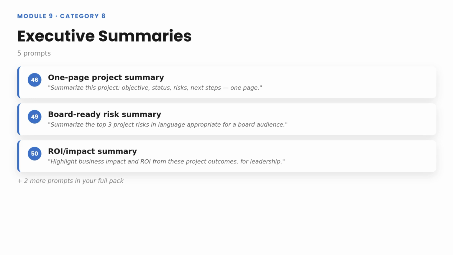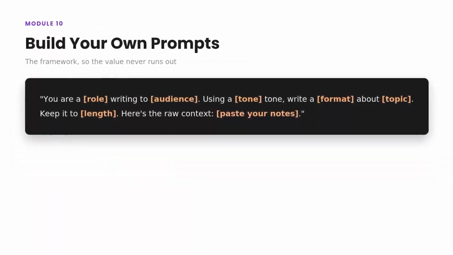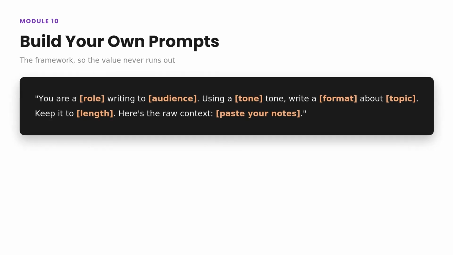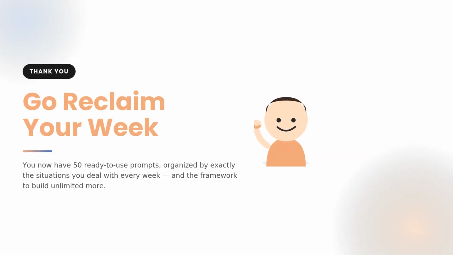One last thing before you go. Here's the template to build your own prompts for anything not on this list. You are a [role] writing to [audience]. Using a [tone], write a [format] about [topic]. Keep it to [length]. Here's the raw context. Fill in the brackets, paste your notes, and you're done. That's the whole system. Context, format, iterate, real data.